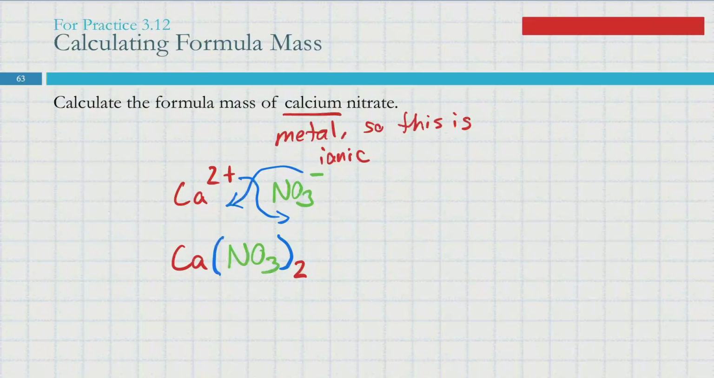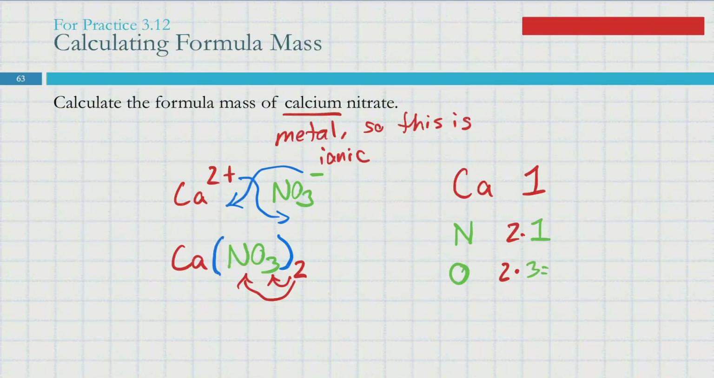Now we have to count up how many of each thing do we have. Well, we've got calcium with an invisible subscript of 1. Calcium, we've got 1 of them. We've got also in here nitrogen. How many nitrogens do we have? We've got 2 nitrogens. We've got just 1 in our nitrate, but we've got 2 nitrates, so 2 times 1. And then for oxygen, we've got 3 oxygens per nitrate. We've got 2 nitrates. So 2 times 3, not nitrate again, oxygen, 2 times 3 for 6. So we've got 1, 2, and 6 respectively for our calcium, nitrogen, oxygen.